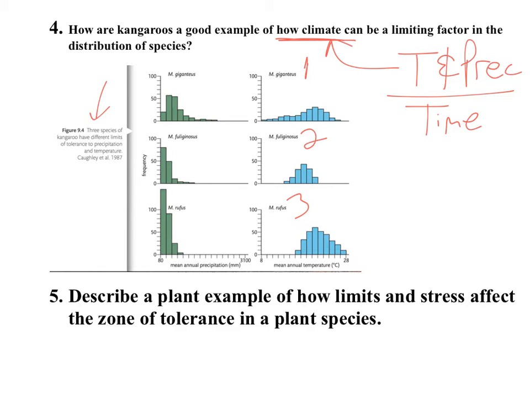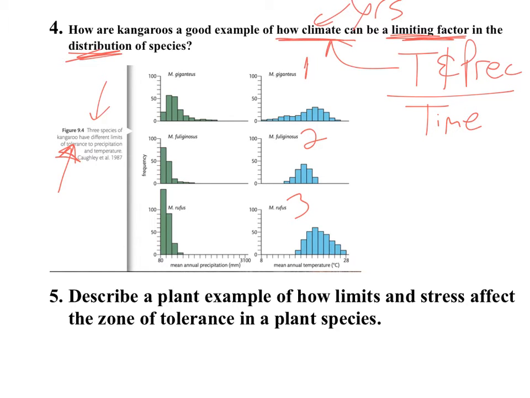not weather. Weather is just day. This is climate, so over the years, it takes years to understand climate. How does that affect, how's that a limiting factor in the distribution of species? So if you look at it, there is a tolerance level. So when you read your textbook, look for tolerance, and some species are more tolerant than others.